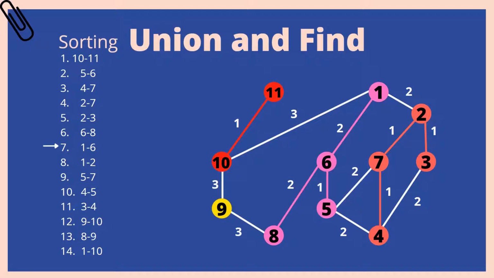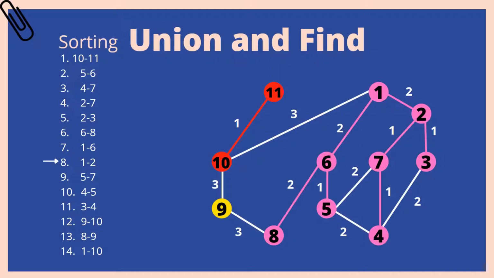Now our next one is 1, 2. In this case there are two different groups, so our union method will work here. We are going to make the parent of 4, 7, 2 and 3 as 5, which is the parent of the pink group. So now 5 is the parent of all the members of the pink group.